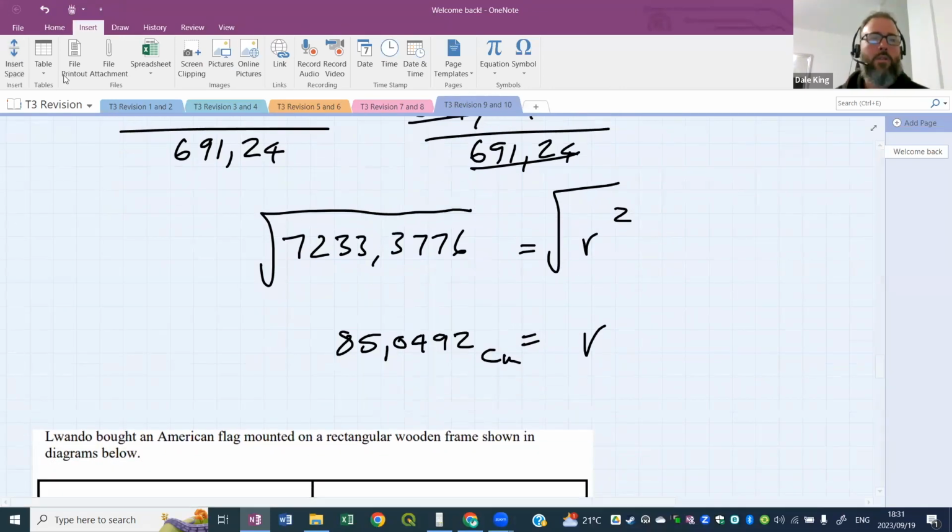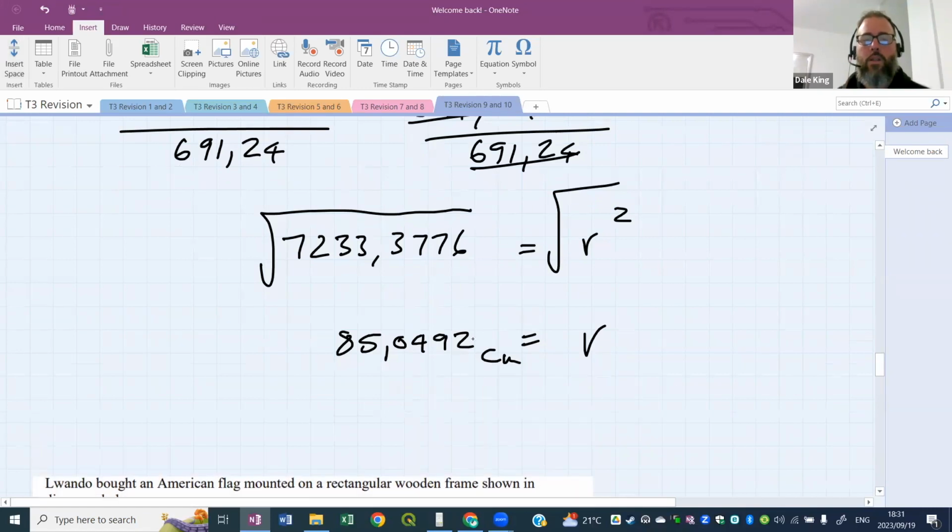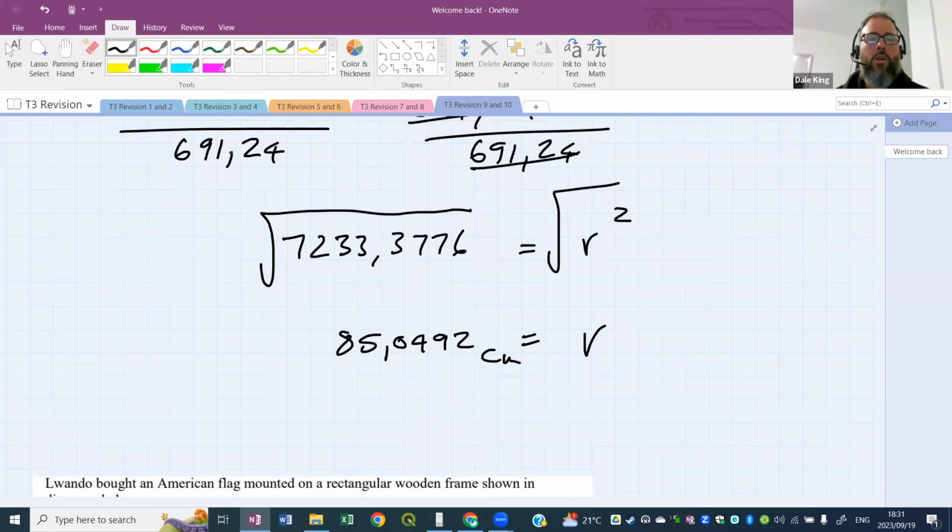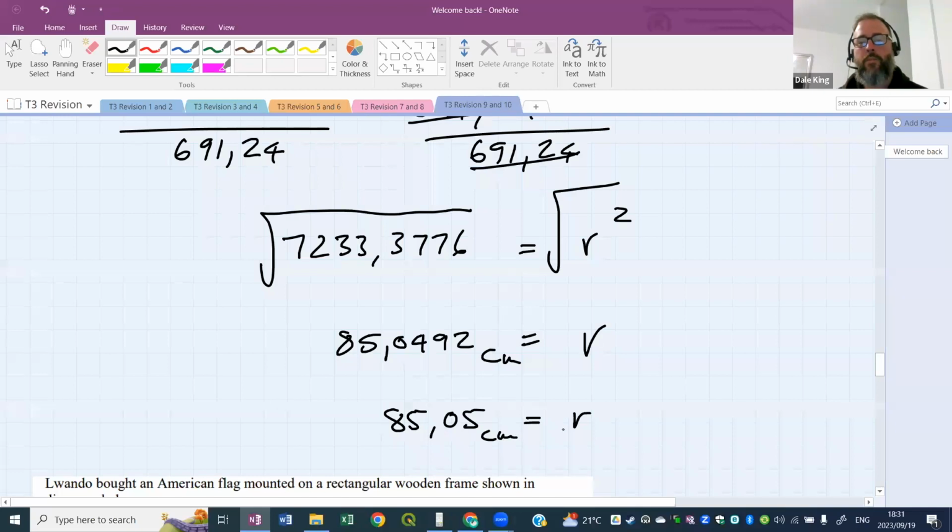All right, let me just make some more space. Yoh, it's quite a long one. So r rounded off. Ben, just check I'm good here. 85.05 centimeters. Yes. All right. Ben, excellent. Well done for seeing exactly what you need to do there. Good job.